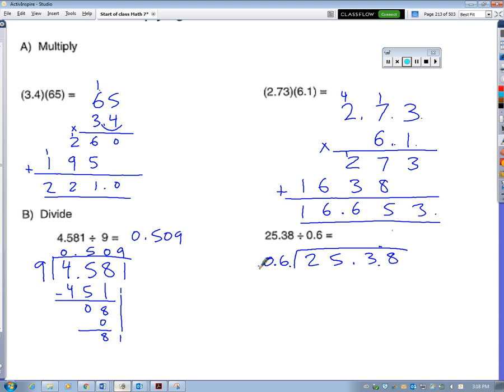All right, so 6 goes into 2 0 times. I could leave it blank, but I'm just going to put a 0 up there to keep me from putting something in the wrong spot later. Place values matter. 6 goes into 25 4 times. 6 times 4 is 24. Subtract. 25 minus 24 is 1. Bring down the 3.